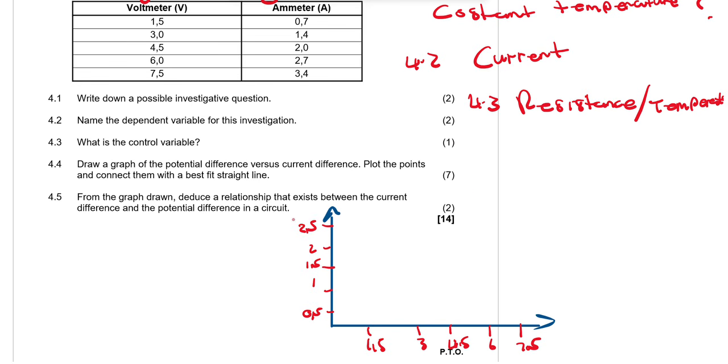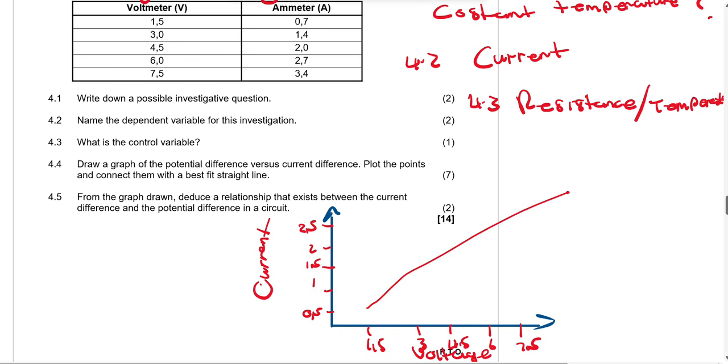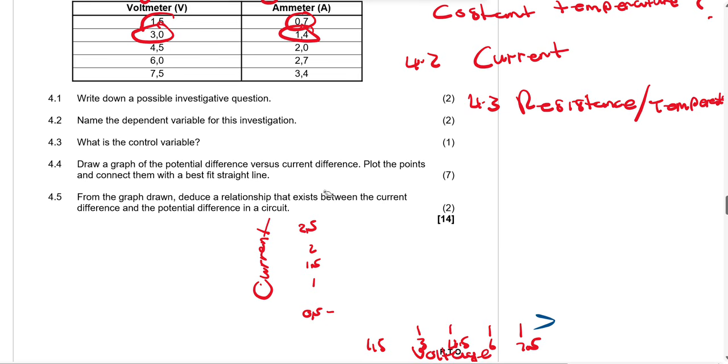It doesn't matter, you will see, but here you're going to have what? Your current. Remember, ammeter measures current. What about voltmeter? Voltage. So the graph, you know how to plot, but you're going to have something like this. It will start somewhere and move up. Your graph is going to look like this. It's just I can't draw it here. For 7 marks, 1,5 will match with 0,7, 3 will match 1,5. You will have a straight line graph like this.